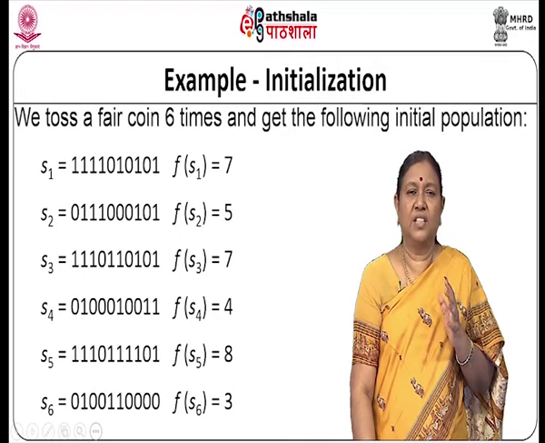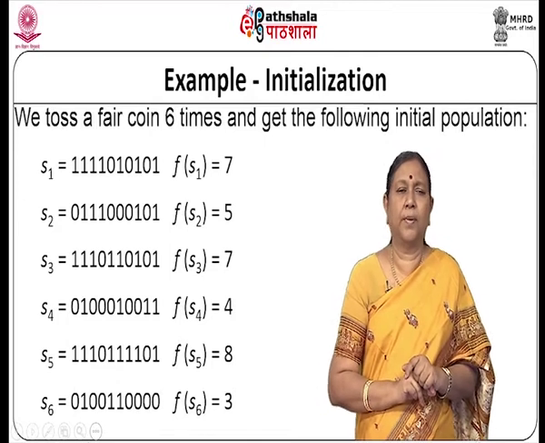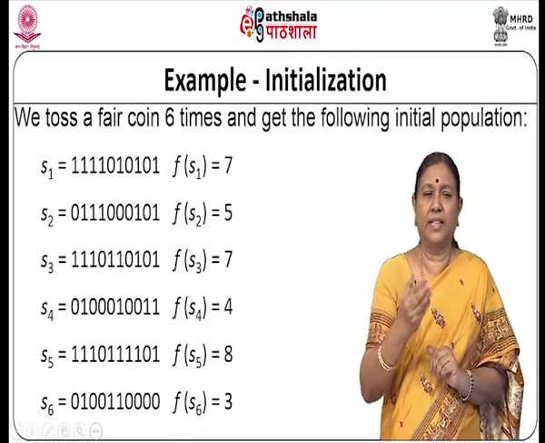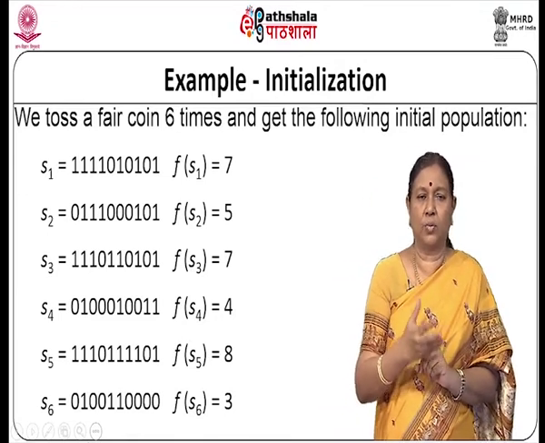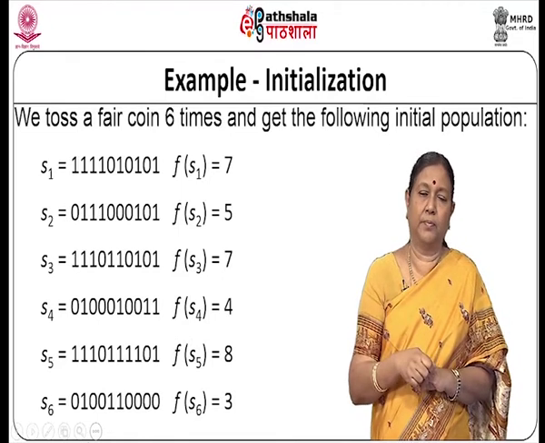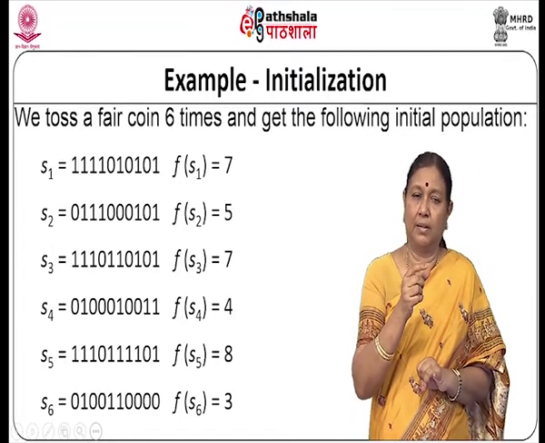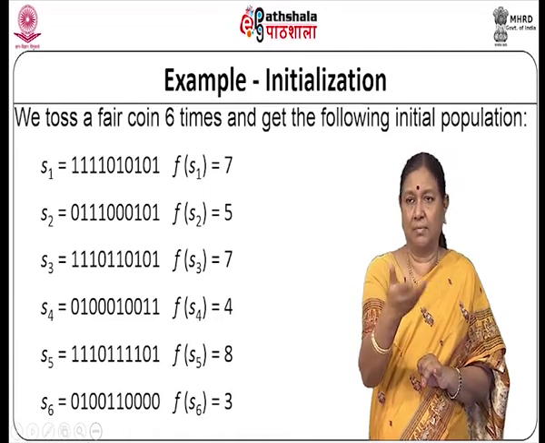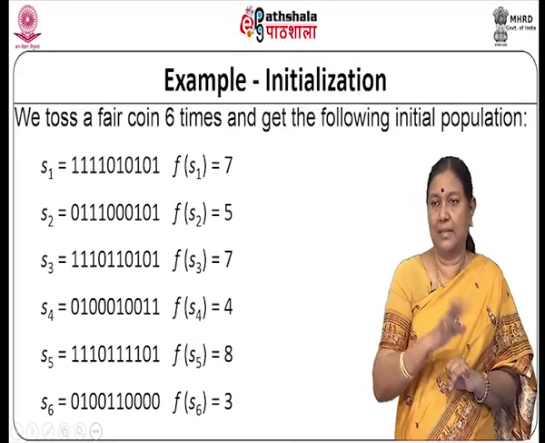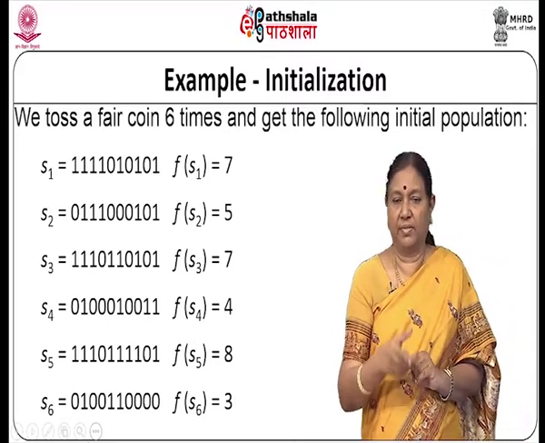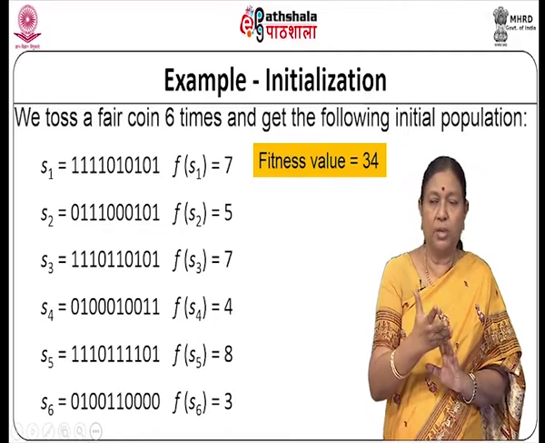Let us take the initialization. We toss a fair coin 6 times and get the following initial population. The initial population S1 is as given there, and you find that the fitness of S1 to start with is 7, the next is 5, the next is 7, and so on. So, N is 6, the number of individuals in the population, and the binary digits are randomly generated. The fitness function is the number of ones. The total fitness value for the initial population is 34. Now, we want to maximize this.